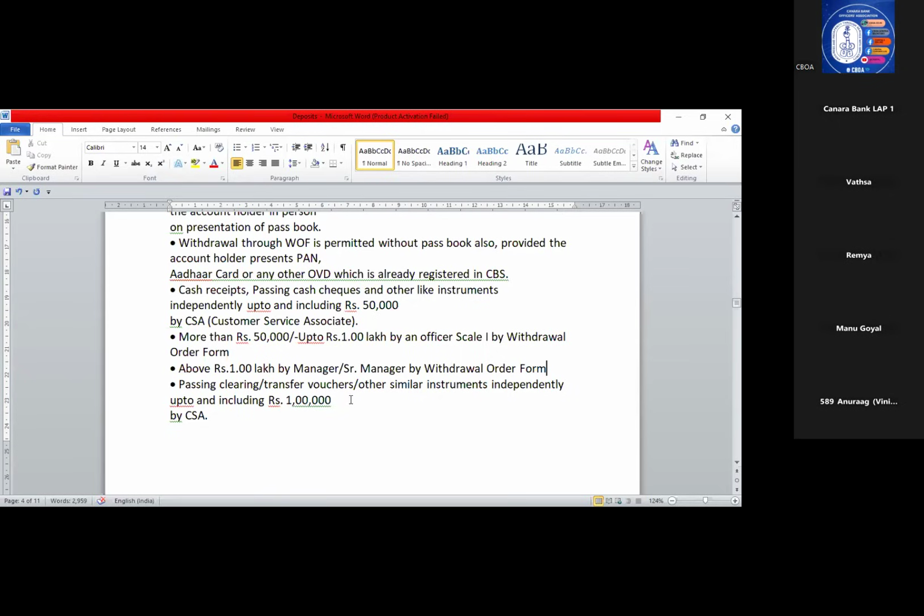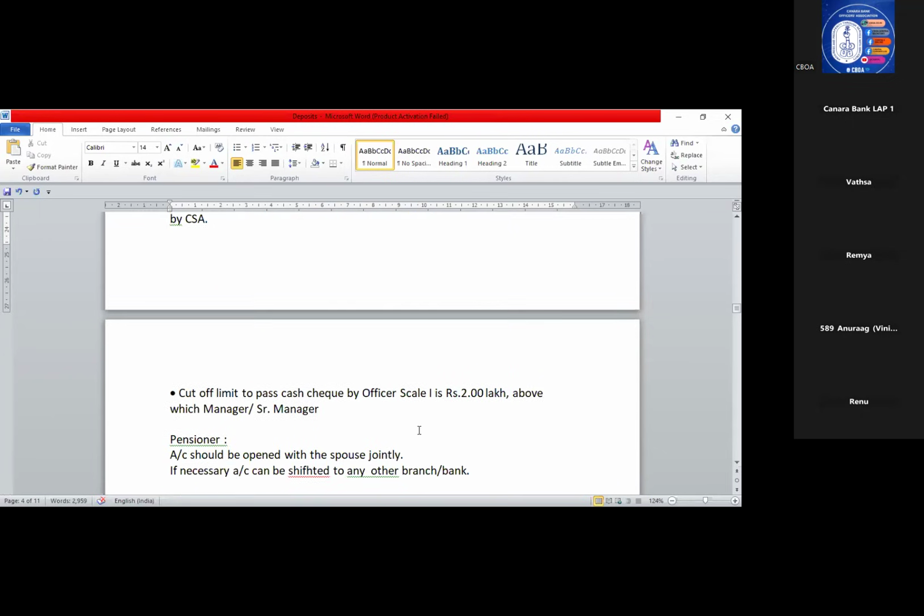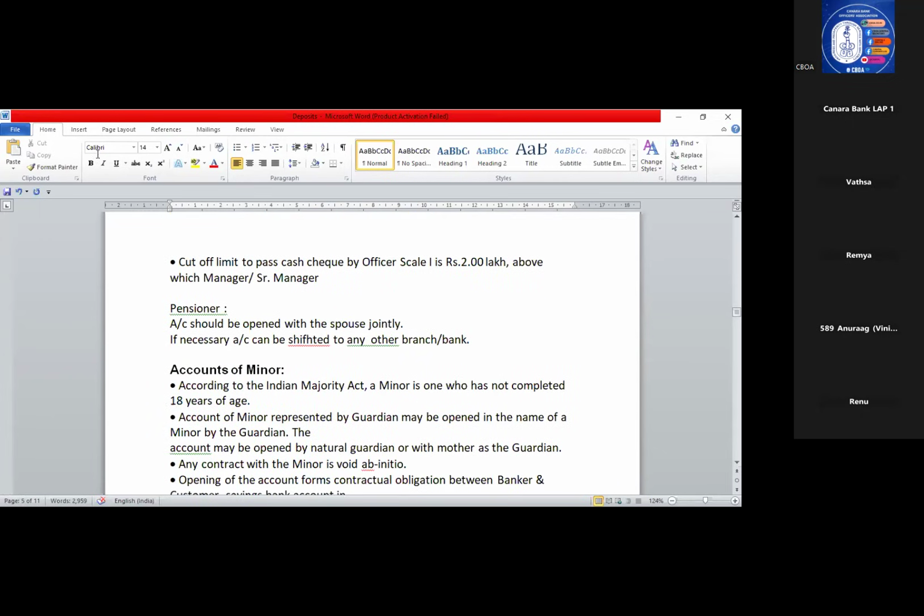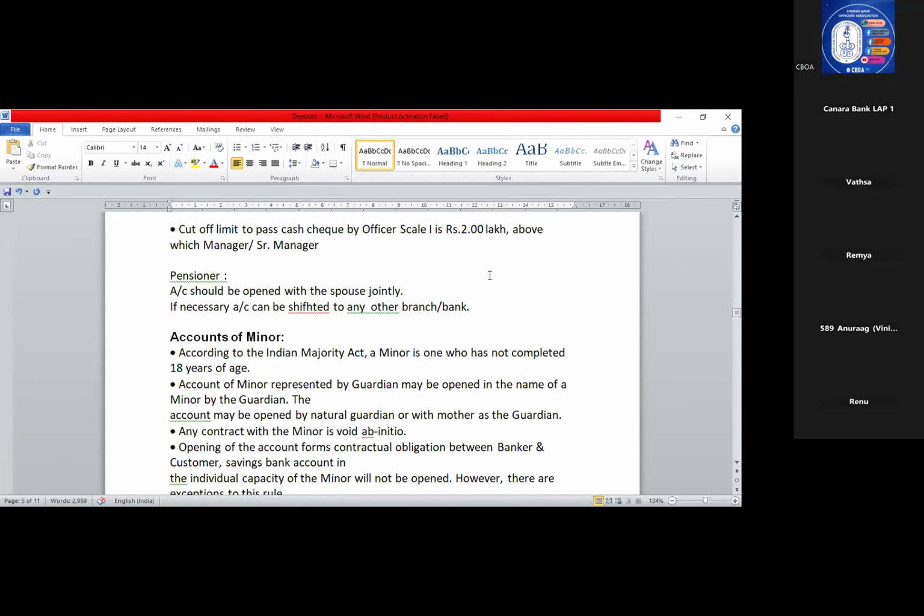Passing, clearing and transfer vouchers other than similar instruments independently up to and including 1 lakh. This you should be knowing because you are working in the branches, you know the amounts. Cutoff limit for the officer is 2 lakhs in case of cash checks. Above that, the manager has to pass the check.